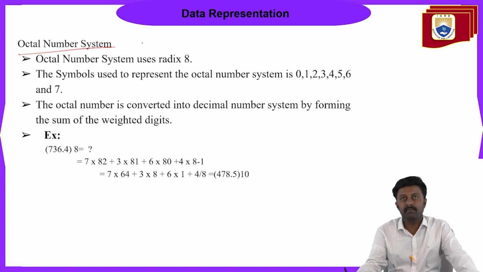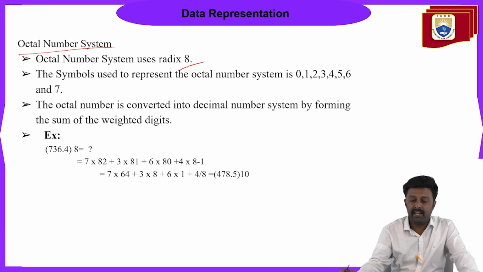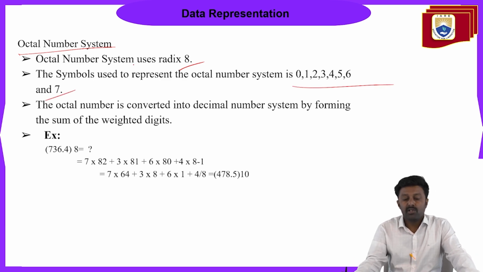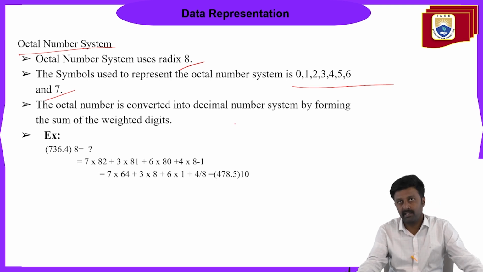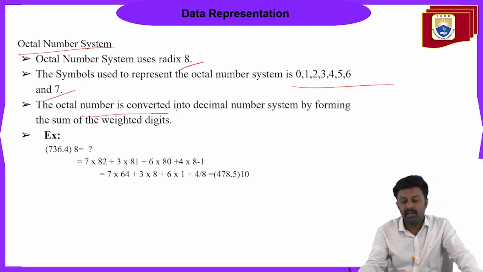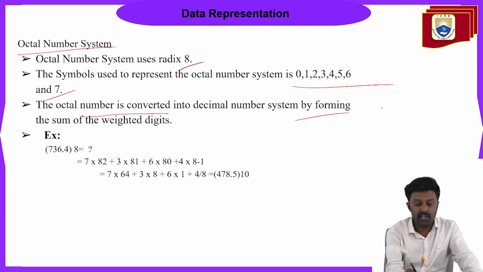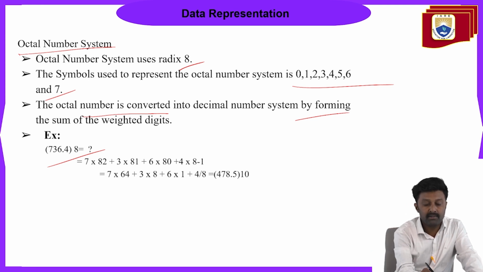The next number system is the octal number system. The octal number is represented with the radix 8, and the numbers here will be from 0 to 7. Here we have to see the number conversion also. Let us say the octal number is converted into the decimal number system in the following way. We'll take an example.